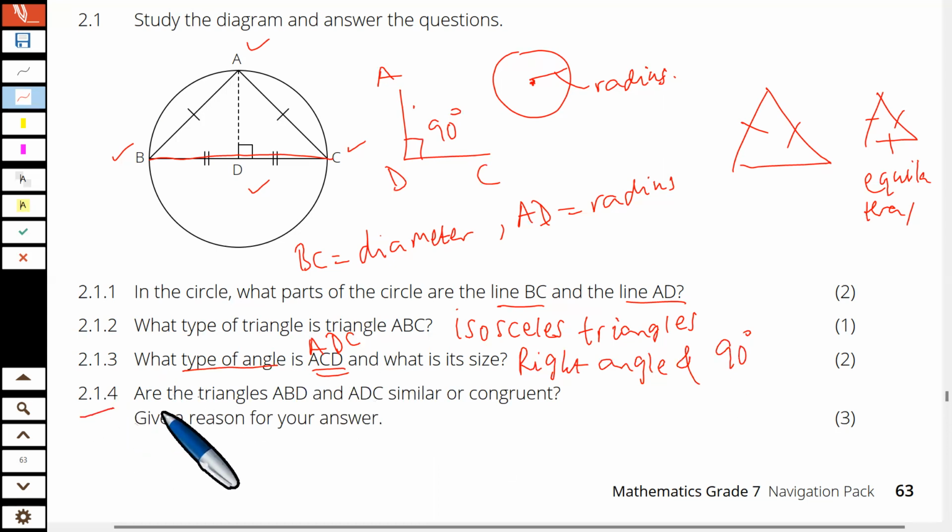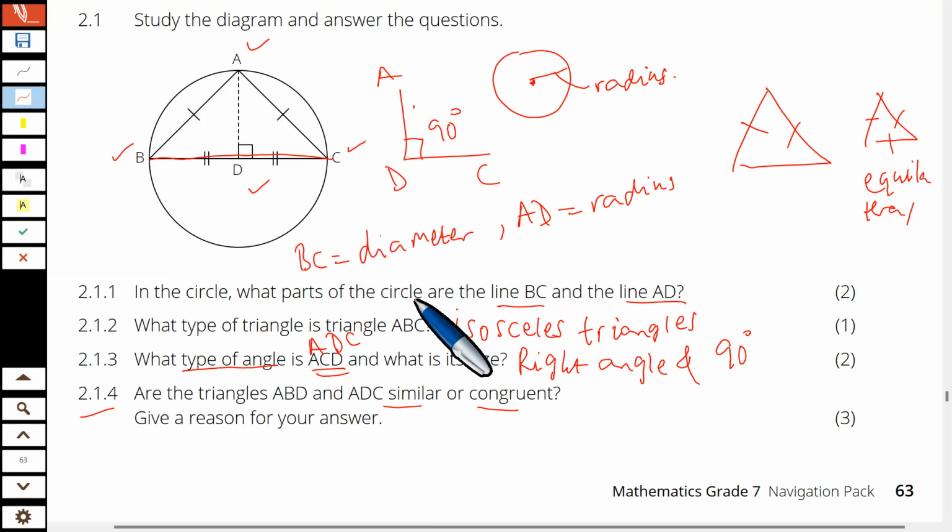Okay, in 2.1.4, they're saying the triangles ABD and ADC, are they similar or congruent? Give a reason for your answer. What do you think, 2.1.4? Similar. They are similar. Okay, that's fine. I need you to give a reason for your answer.